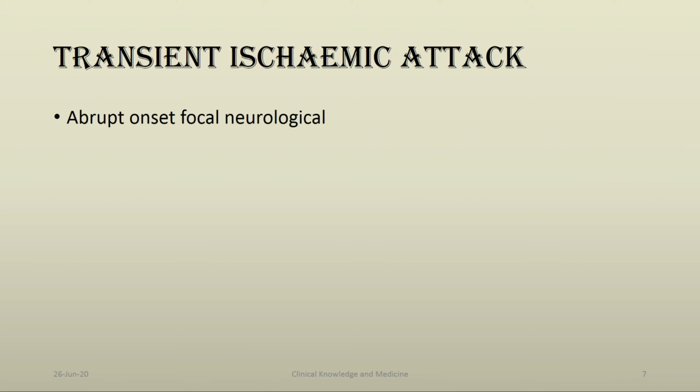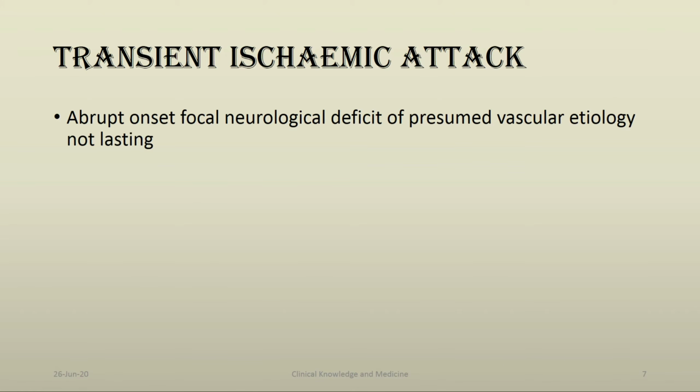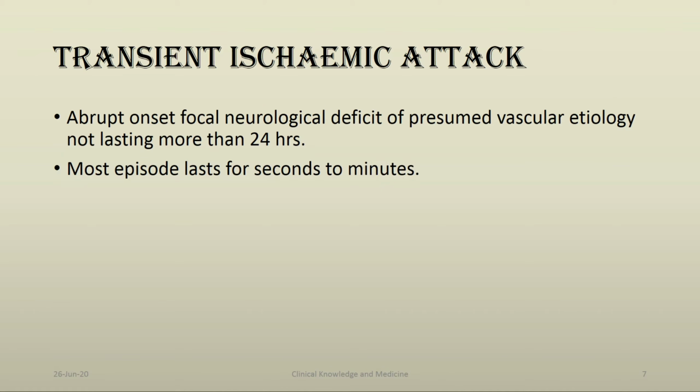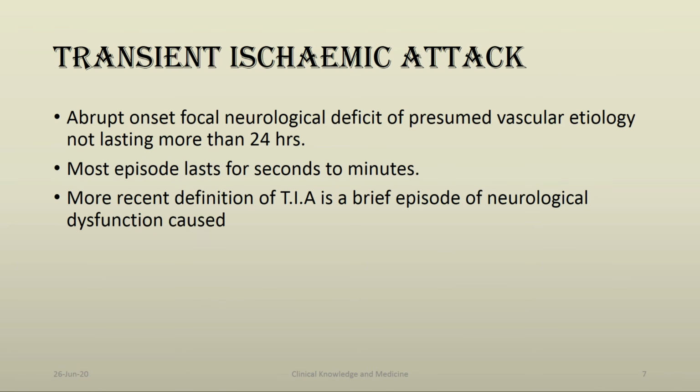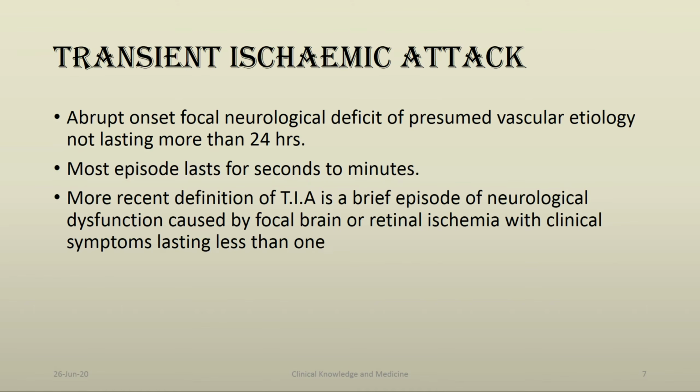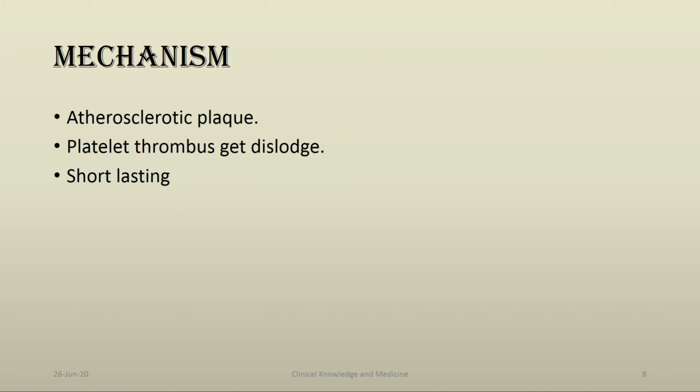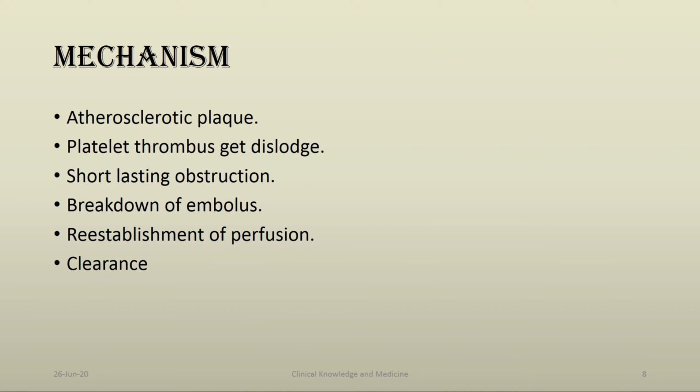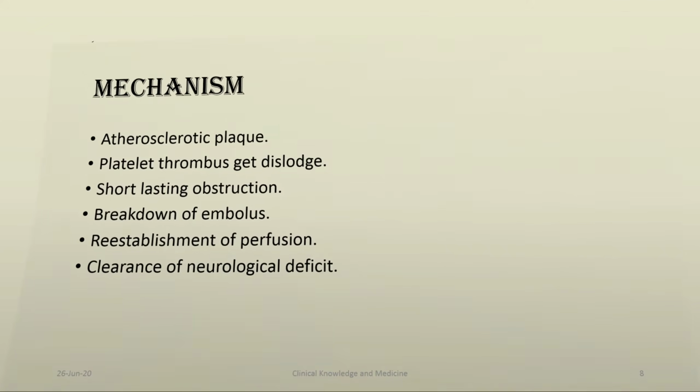Transient ischemic attack: abrupt onset focal neurological deficit of presumed vascular etiology not lasting more than 24 hours. Most episodes last for seconds to minutes. A more recent definition of transient ischemic attack is a brief episode of neurological dysfunction caused by focal brain or retinal ischemia with clinical symptoms lasting less than 1 hour and without evidence of acute infarction. Mechanism: atherosclerotic plaque or platelet thrombus gets dislodged, short-lasting obstruction, breakdown of embolus, re-establishment of perfusion, clearance of neurological deficit.